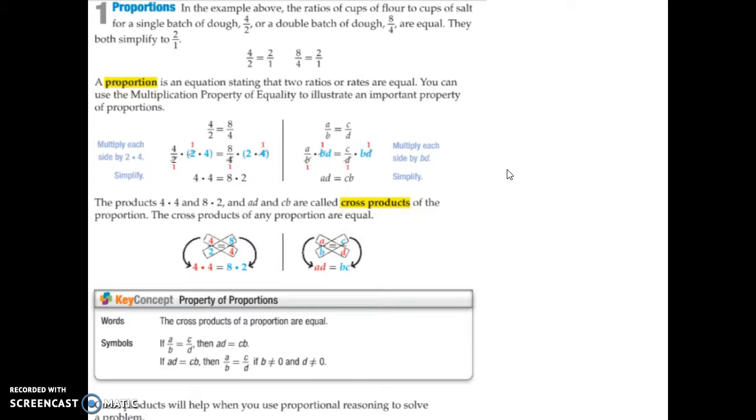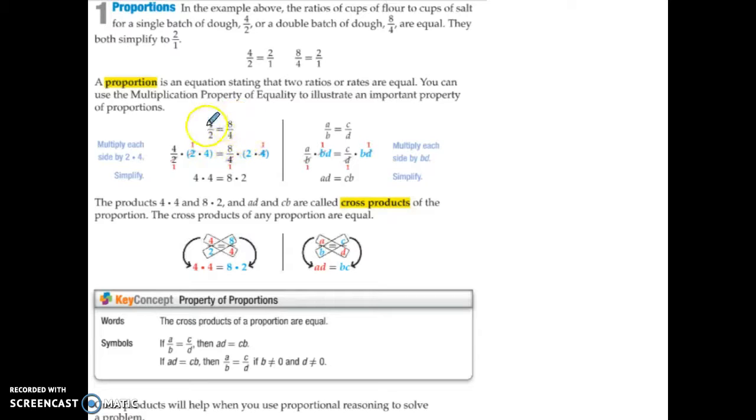The number one way to solve these is what we call the cross product. A couple ways I've heard the kids say it before: you cross multiply, divide, or you butterfly and divide. However you remember it. Cross product, we're cross multiplying the two ratios or the two fractions. The reason we can do this, if you look up here, I just want to talk about why we can do this. This problem right here, 4 over 2 equals 8 over 4.